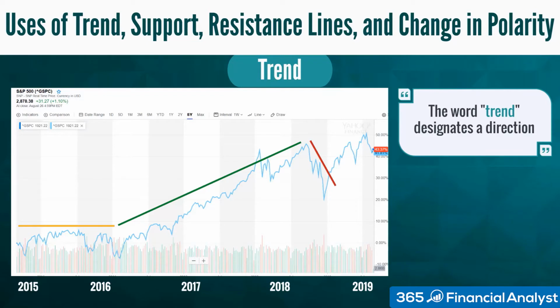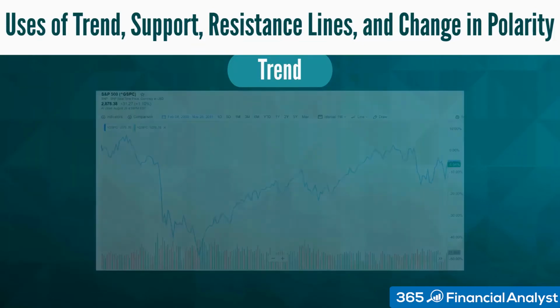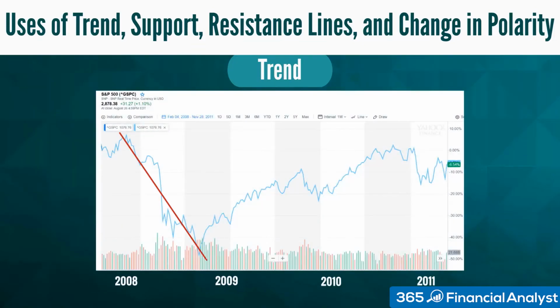Here's the S&P 500 chart from 2015 to 2019. See the strong upward trend? It starts at the beginning of 2016 and remains uninterrupted until 2018. We can have downward trends too. Here's how a downward trend looks. This one in particular has to do with the financial crisis of 2008.